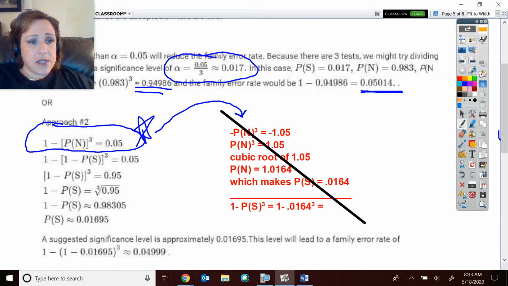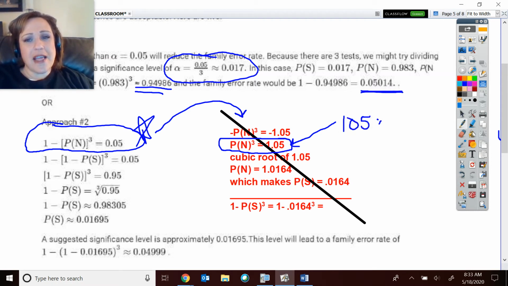So what I did was I algebraically solved for P of n. And so then I subtracted 1, and then, see, therein lies the problem. Okay, because I guess it's saying the probability of getting a not statistically significant result. What's wrong with saying that's 1.05? That's saying that's a 105% chance of something.